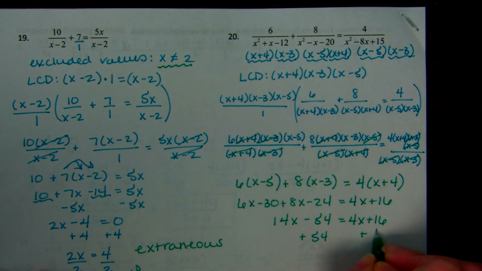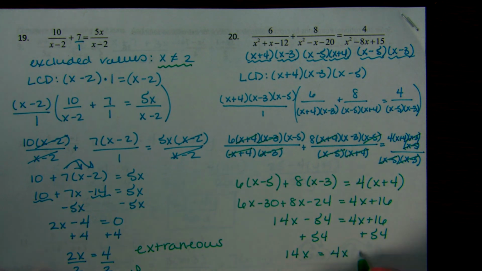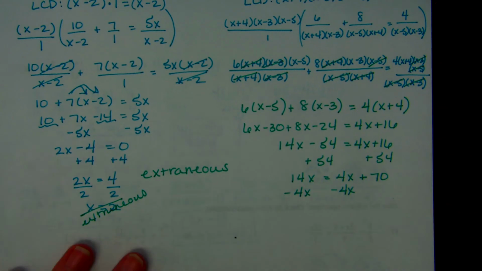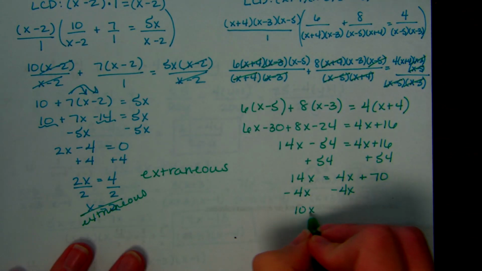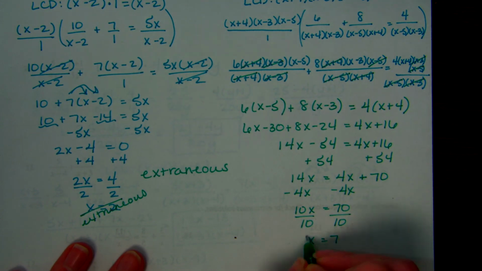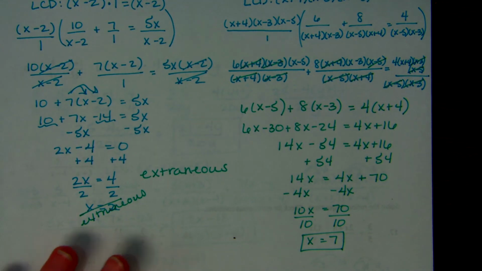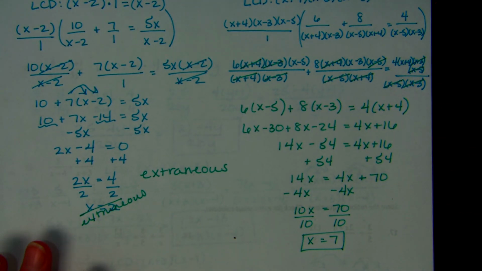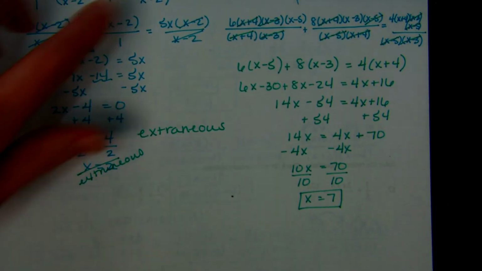Add 54. 14x is equal to 4x plus 70. Subtract the 4x. And you get 10x is equal to 70. Divide by 10. X is equal to 7. Now, you may have caught me and noticed that I did not talk about excluded values. I did not talk about excluded values, and you are right. I did not talk about excluded values for this problem. That is bad. That is bad.